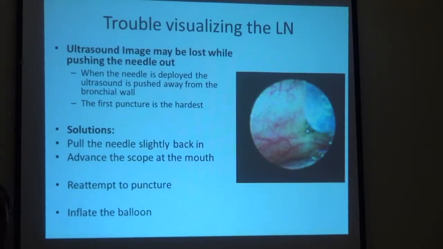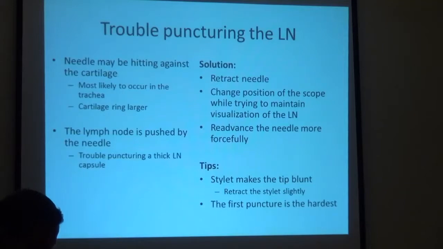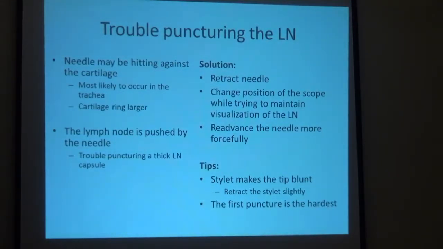Another thing is to retract everything and reattempt to puncture all the way, or again, inflate the balloon. The other thing that you may do, which is the last resort, is the stylet. Usually there's a stylet inside the needle, and the reason for the stylet is you don't want to fill the needle with bronchial tissue. You want to capture only lymph node. So while puncturing, you still have the stylet in, and then you remove it when you're inside the lymph node, to suction. Sometimes you'd be forced to pull the stylet a bit in so that the needle becomes sharper, because the stylet makes the needle less sharp. Same technique, use it if you're having trouble puncturing the lymph nodes.